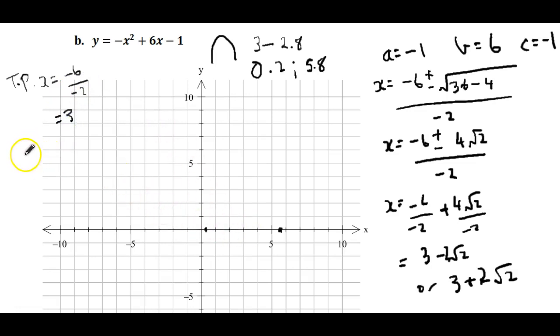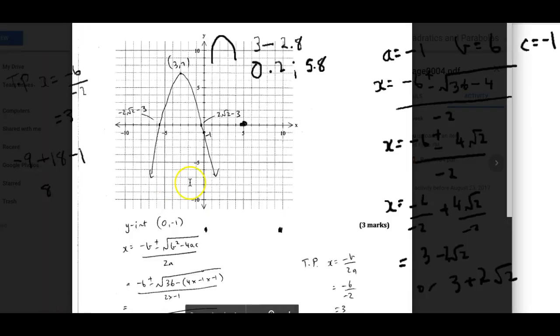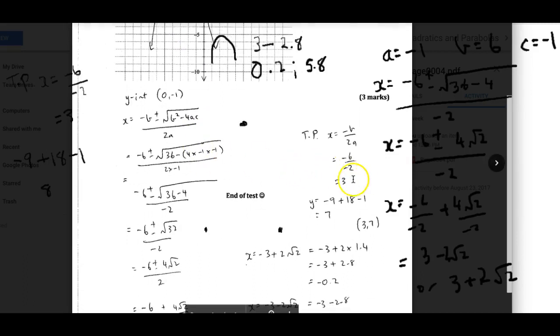And then the y is going to be -9 plus 18 minus 1. So 9, 8, 3, 8. I wonder what I did on the previous one. I would have got -3 on the other one. Can I just go back and see what I've done? Oh, I got 7. I must have made a mistake. I even wrote 3. Where's my working out? I got 3.